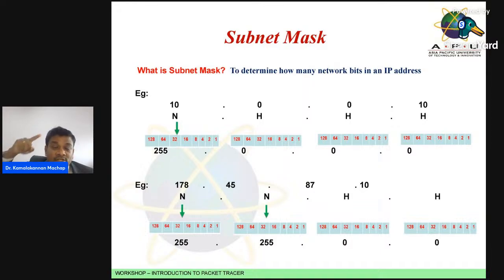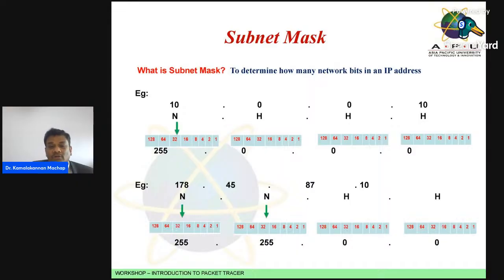If you want to find the subnet mask for the IP address, the first octet is a network bit. So wherever there is a network bit, we put 255. Wherever there is a host bit, we put 0. That's all, simple. So here I put 255 for the network bit, and in the remaining places I put 0. This is the first example.